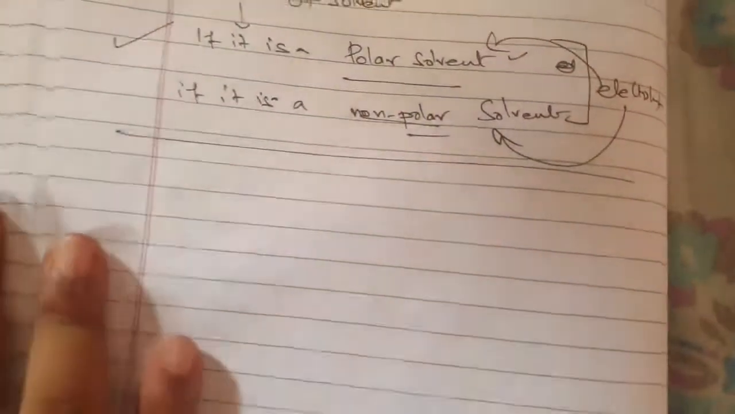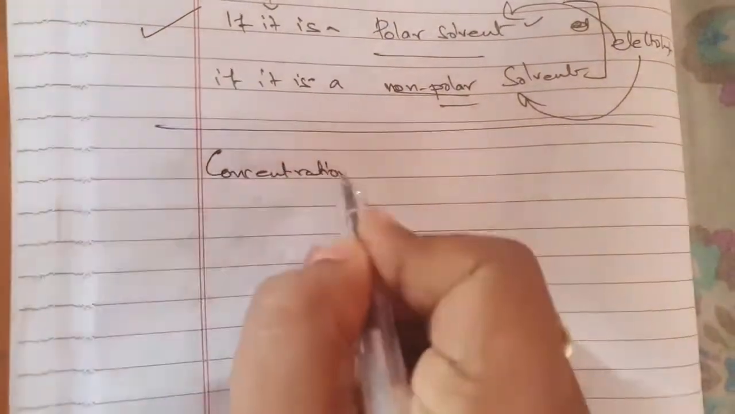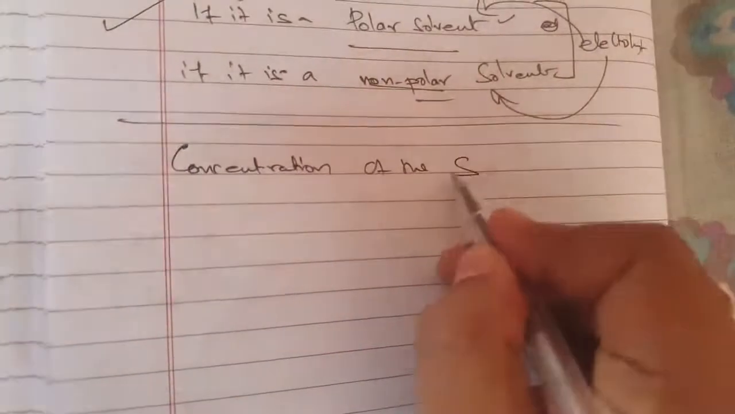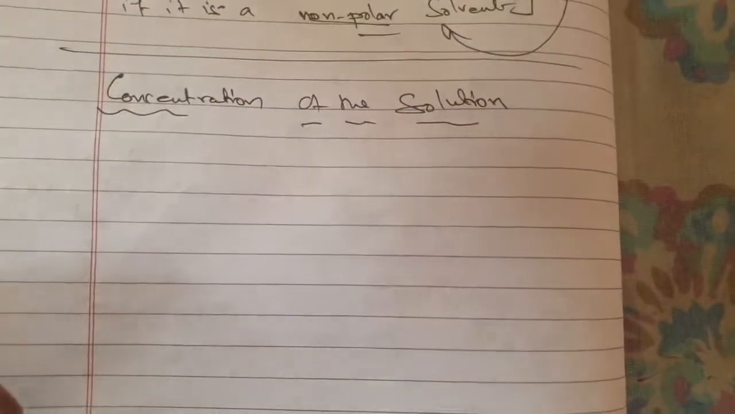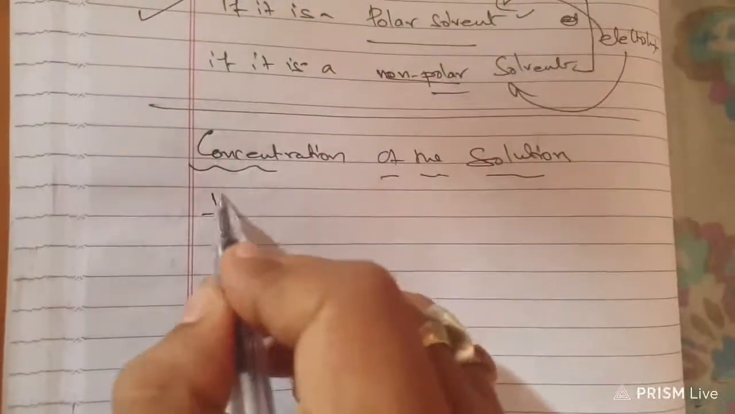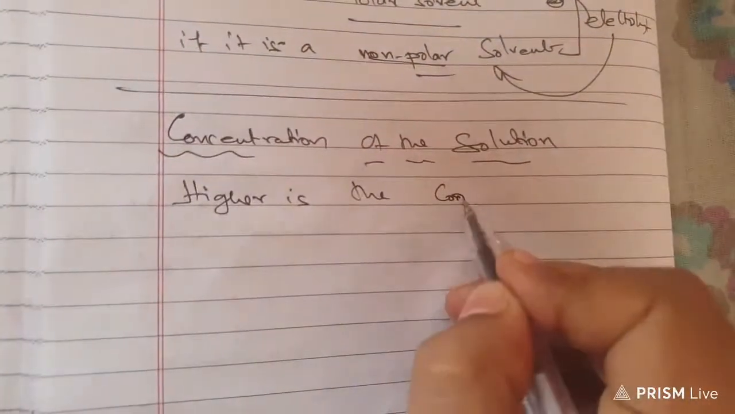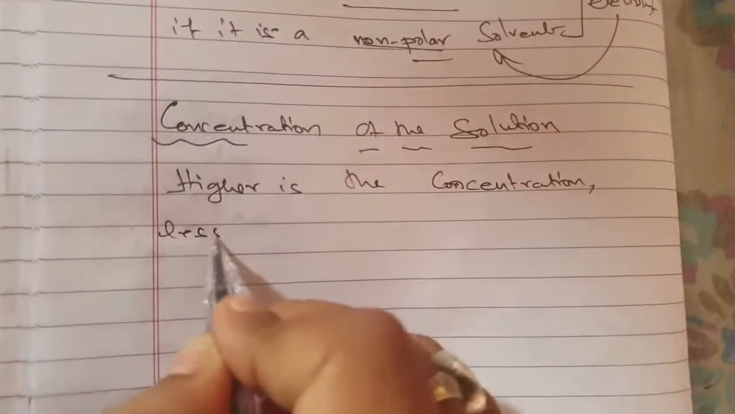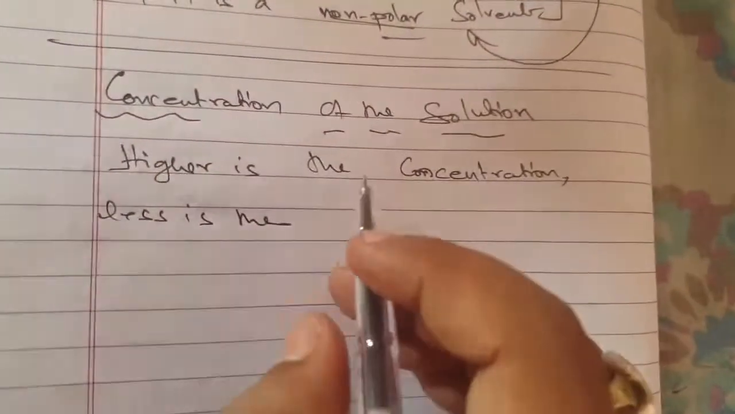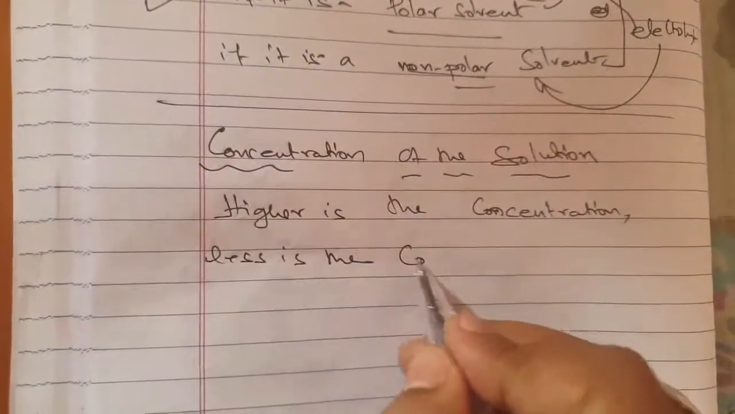Now the next factor is the concentration of the solution. Now this is a bit tricky. What happens is, the higher the concentration of the solution, the less is the conduction. Higher the concentration, less is the conduction.